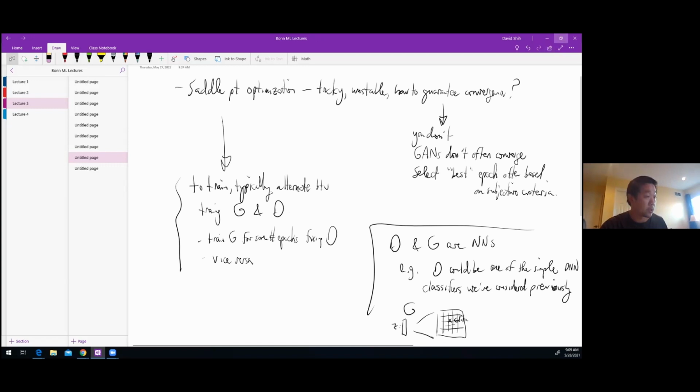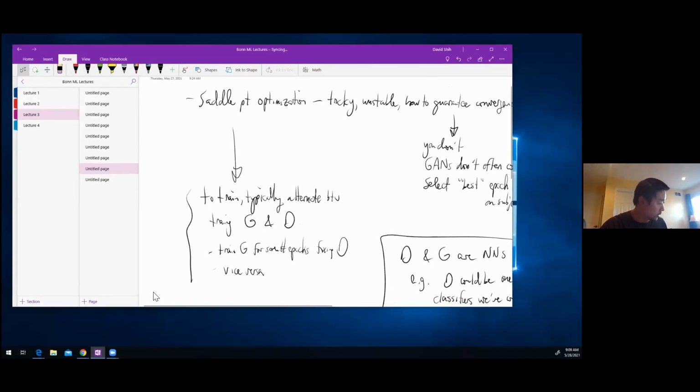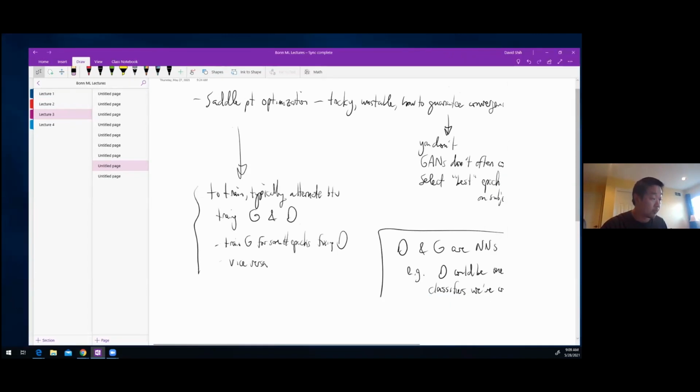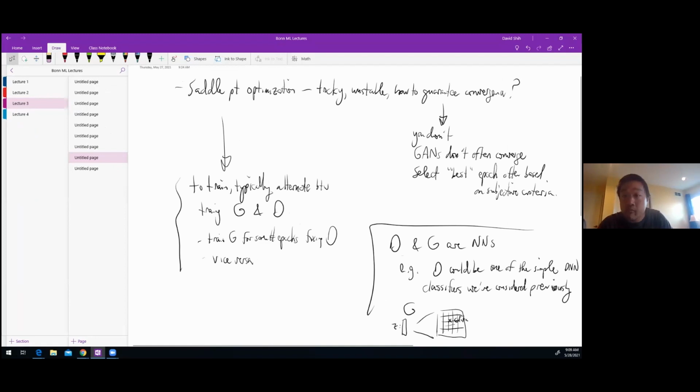With the demo, I'm going to show you. I forget exactly what I chose to do, but I think I just did a fully connected neural network. But yeah, does that answer the question?